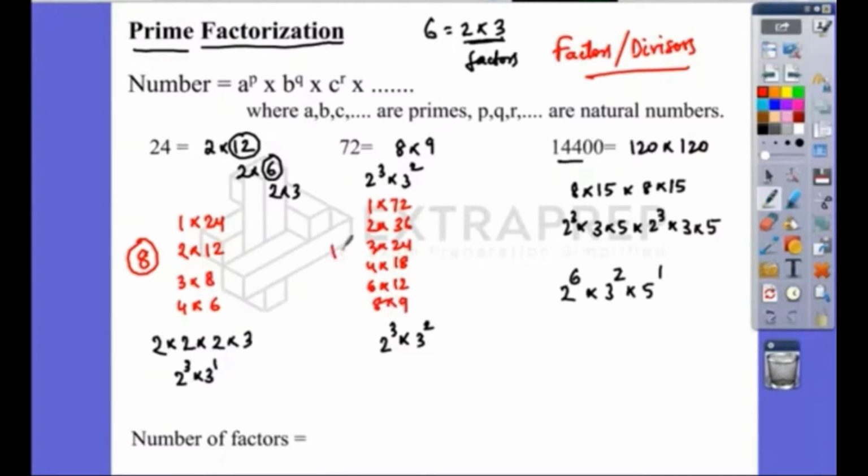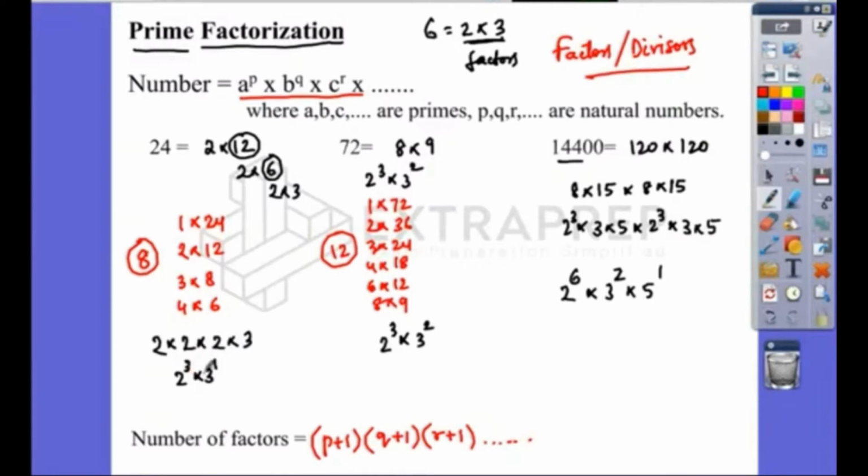How many factors are there? 12 factors are there. Now why am I doing this is, once you have the prime factorized form, you take the powers, add 1 and multiply. Add 1 to the powers and multiply. And you will get the number of factors. See, if you want, we'll check.